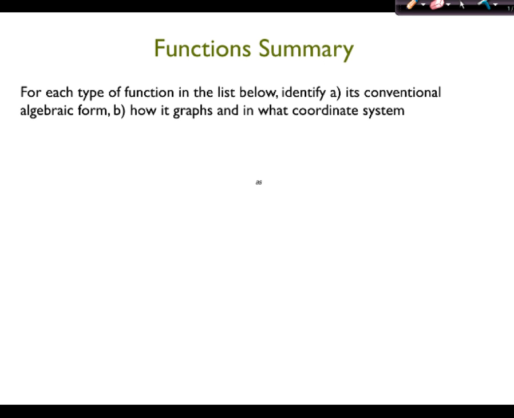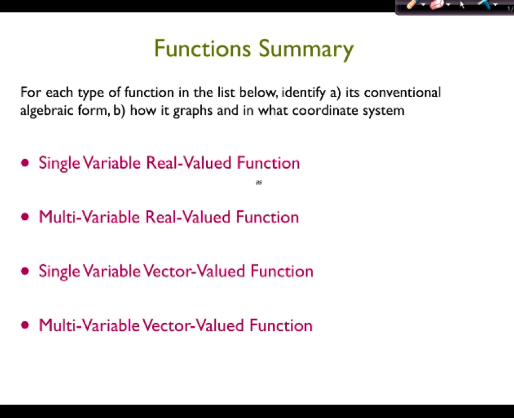All right, so let's do a function summary. When you look at this whole course, it's really a survey on all different kinds of functions, right? So for each type, we want to identify the conventional algebraic form and how it graphs and in what coordinate system. So a single variable real valued function. What's the conventional algebraic form? Just the generic symbols that describe a single variable real valued function. Anybody know?